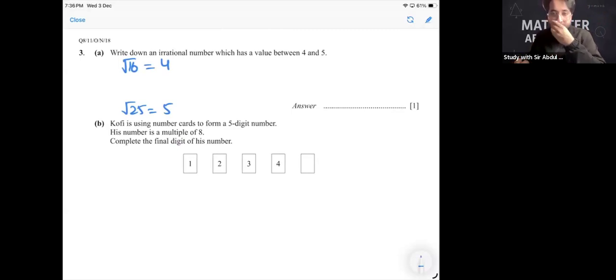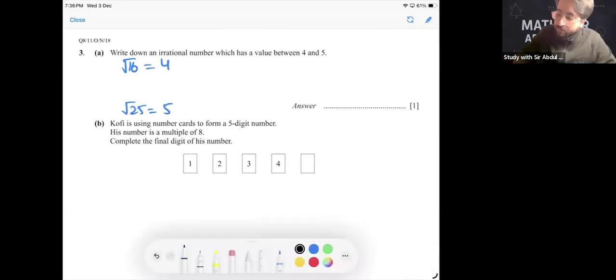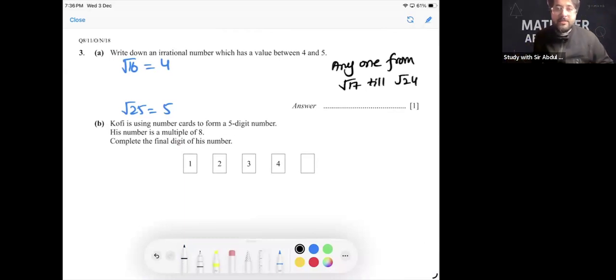So you can write anyone from square root 17 till square root 24 because they are technically irrational numbers. Agree everybody or not?